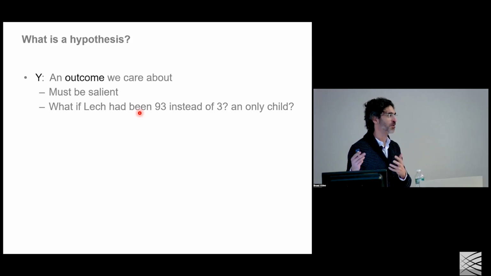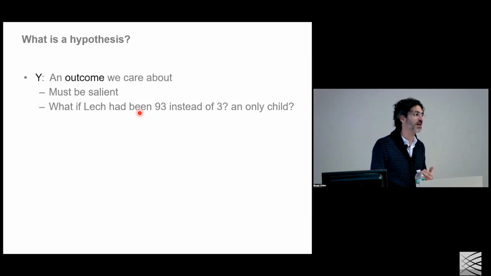And so what are we missing in old people? That's just killing a lot of old people. It's entirely preventable. Who knows? Because the outcome isn't salient.